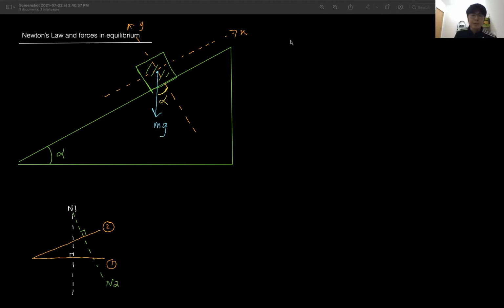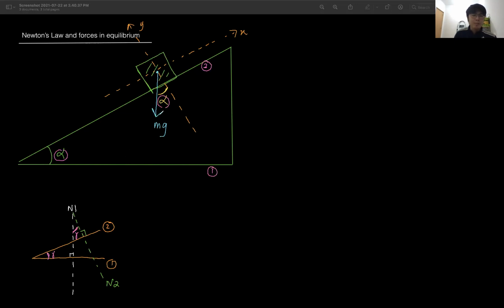If the two lines make an angle gamma, then the angle between their normals will be the same. This is also gamma. I repeat. If the angle between the two lines is gamma, then the angle between their normals will also be the same. That's why here it is the same. This one alpha, this one alpha. You can think of this base as line 1 and the slope as line 2.